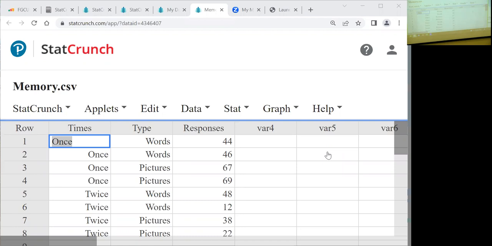How many main effects do we have? Let's start with that. Two. What are they, Barley? The type of item that was shown and the number of times something was shown. So two different main effects. How many interaction effects do we have? Only one. So as far as this class is concerned, only one interaction effect, because we're not going to go past a simple table.